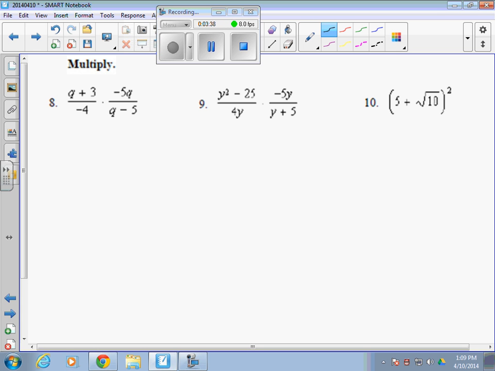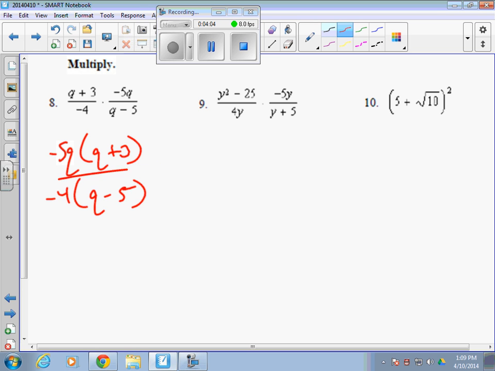Okay, this says to multiply. Cancel out what they have in common on both the top and the bottom if you can. Don't see anything right away that we can cancel out. But if we put them together: negative 5 times q plus 3. I'm sorry, negative 5q times q plus 3 over negative 4 times q minus 5.